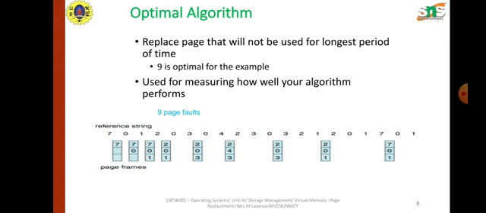Then again, we are going to the next string. The next string arrived is 2. Since it is already available in the frame, we are not doing any modification. We are skipping to the next arrival string. The next arrival string is 3. Since it is also available in the frame, we are not doing any modification. We are moving to the next arrival string, which is 0.